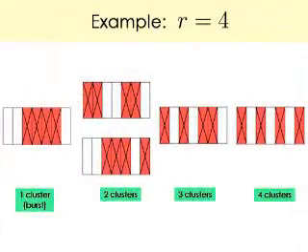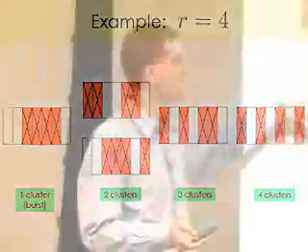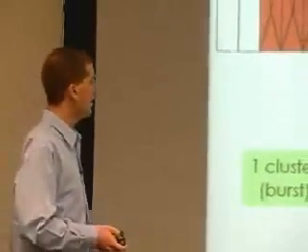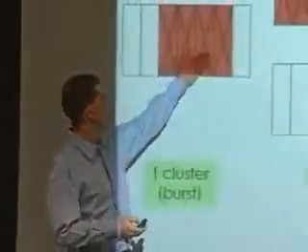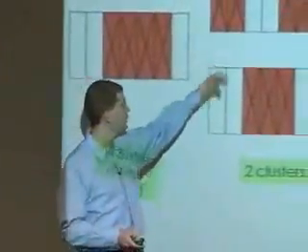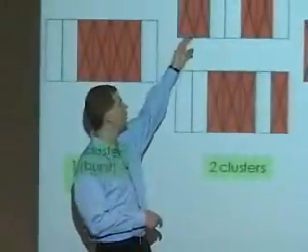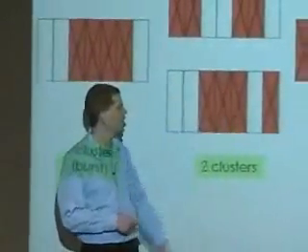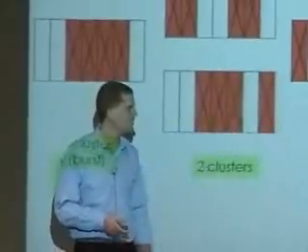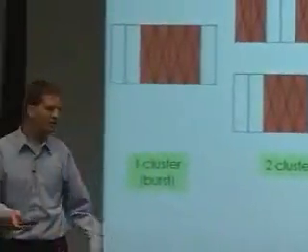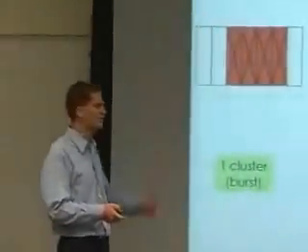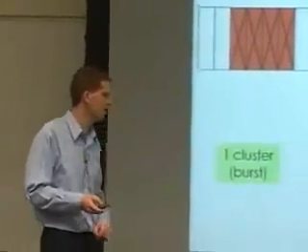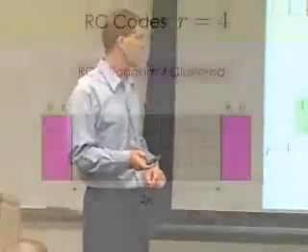So here is an example. Here we take all types of 4 failures characterized by the number of clusters. Here, 1 cluster. They're all contiguous. 2 clusters, we have 2 types, either 2 and 2, or 3 and 1. Then 3 clusters, and 4 clusters. So that's a new characterization of failures that we propose.